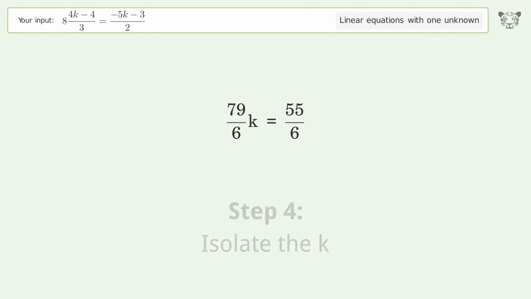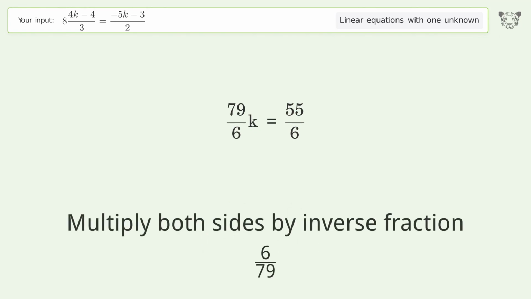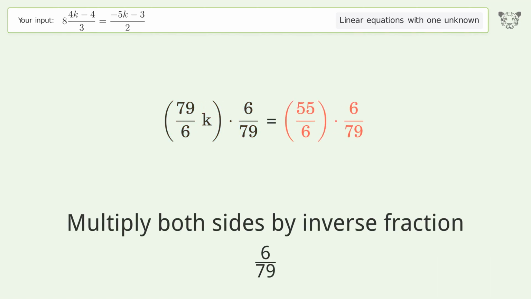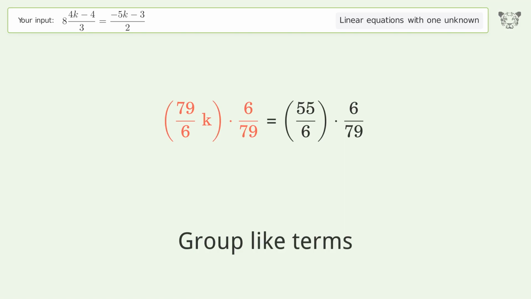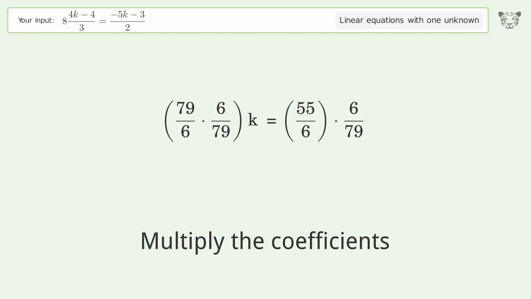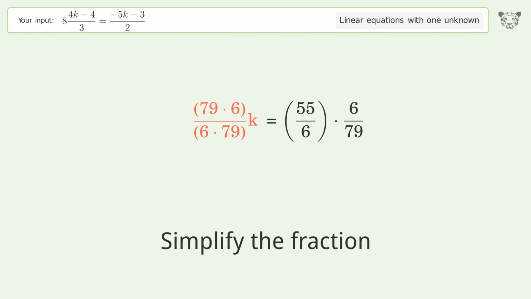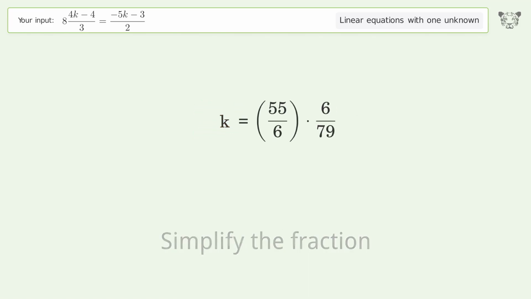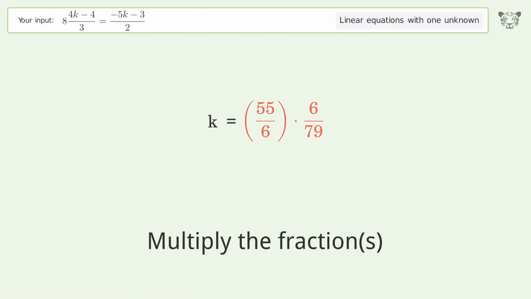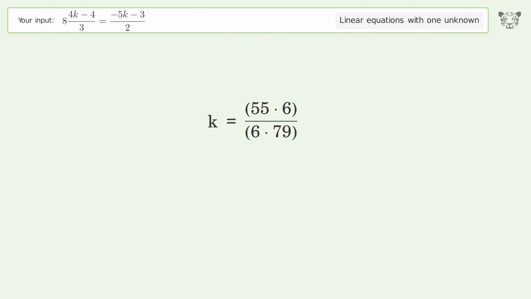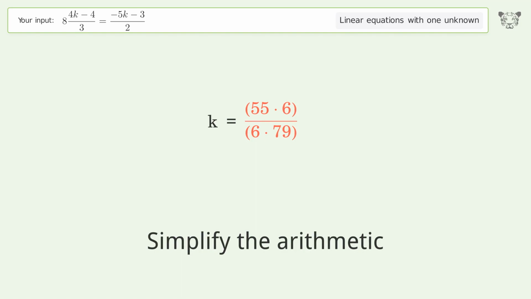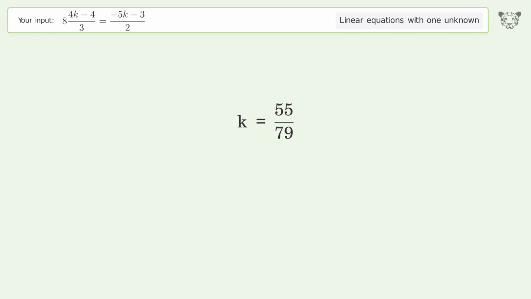Isolate the k. Multiply both sides by inverse fraction 6/79. Group like terms. Multiply the coefficients. Simplify the fraction. Multiply the fractions. Simplify the arithmetic. And so the final result is k equals 55/79.